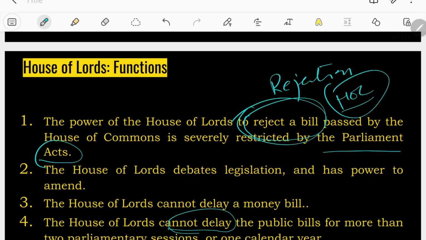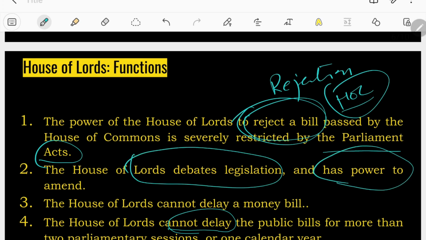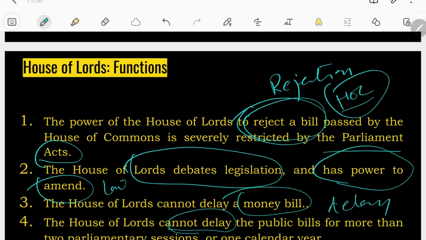That is the kind of the power they have given more to the House of Lords. So basically they are doing a debate on the legislation, and they have also power to amend the bills as well, or any law which is required to be amended. So that is the kind of the actions they are doing. Particularly on this money bill, they don't have any right to do delay. Once a money bill came to the House of Lords, they have to pass it. That is where you can see.